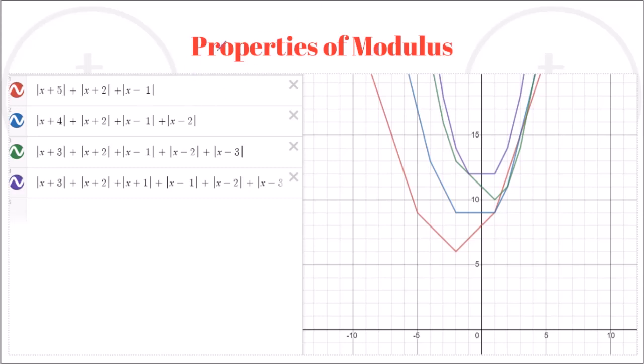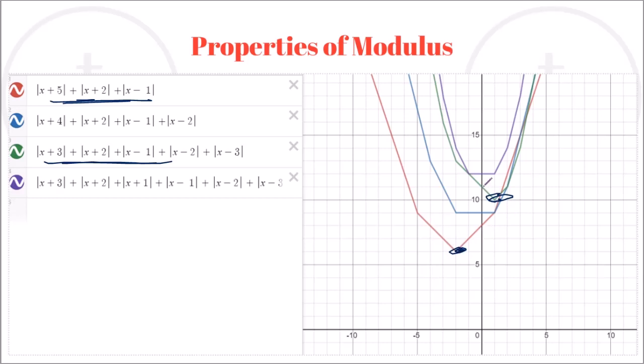Now, another type of question which people fret about a lot is when you have addition of multiple moduluses or manipulation of multiple moduluses. The easiest way to resolve this is to understand how the curve will function. When you have an odd number of moduluses, like in this case 3 or in this case 5, there will be a lowest value of this curve. So this will be the lowest value of this curve.